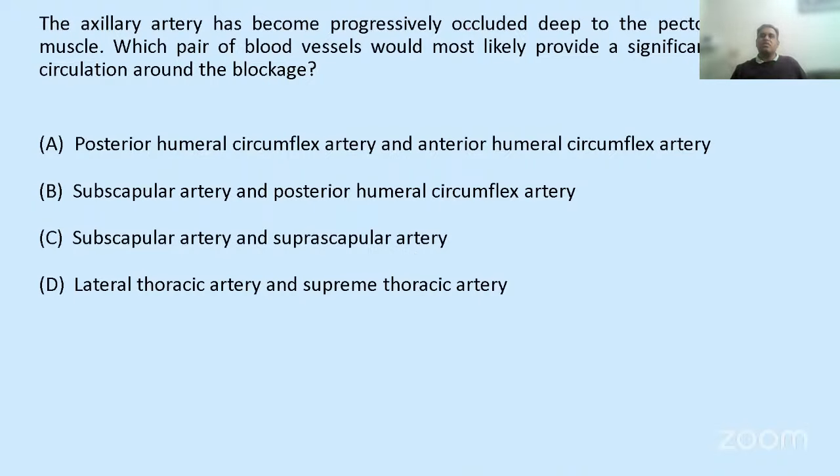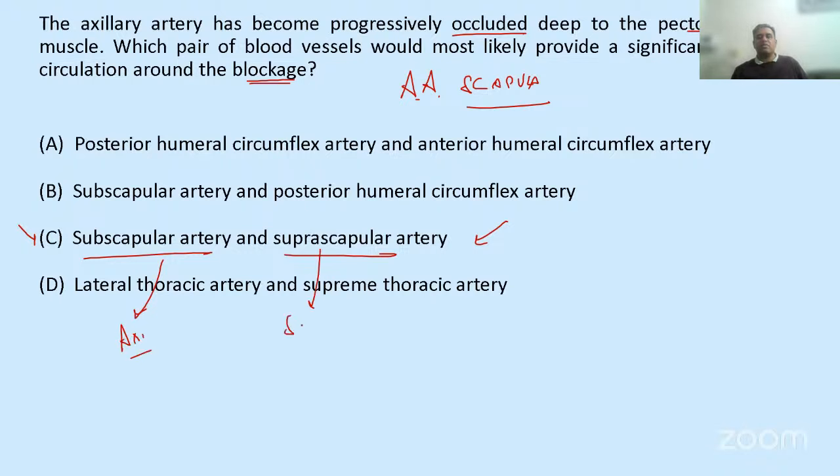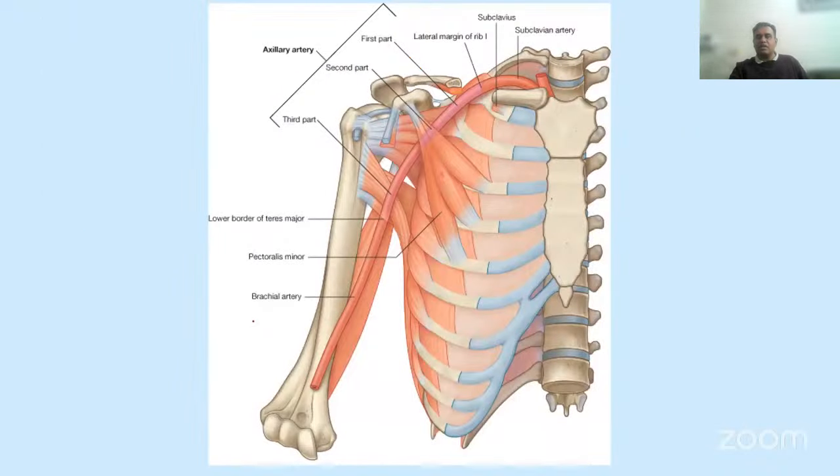The axillary artery has been occluded deep to the pectoralis minor muscle. Which blood vessels would most likely provide a collateral circulation around the blockage? Basically, anastomosis around the axillary artery is the anastomosis around the scapula, and the arteries over here are option C, the subscapular and the suprascapular artery. Subscapular was coming from the axillary artery, suprascapular coming from the subclavian artery. Let us see that image again.